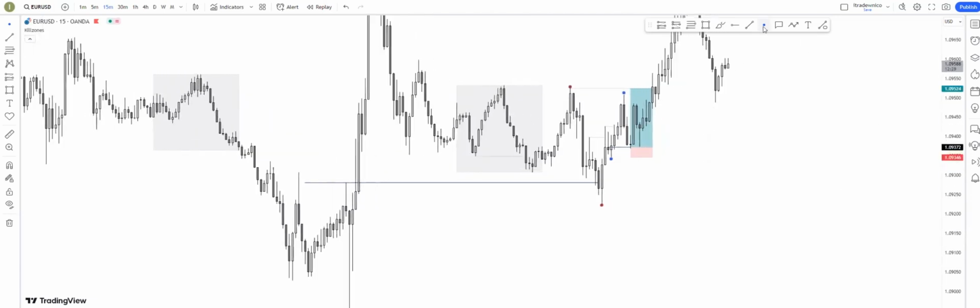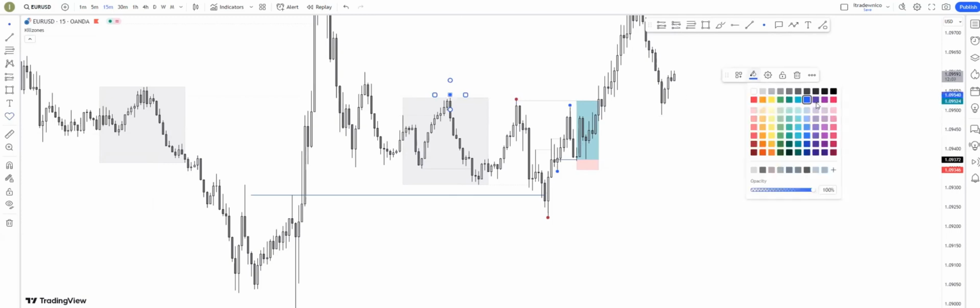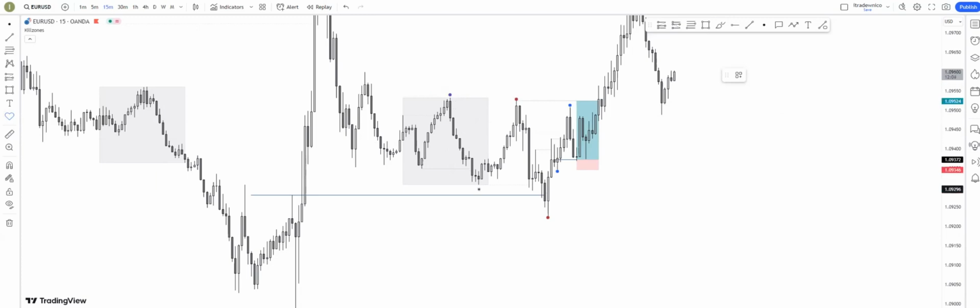So since we have our inducement right here, we could be able to take a nice short right here during London, right? So if we break this down from this perspective, we have our high right here. Let's make it purple. And our low right here, right? Why can we take out the low?